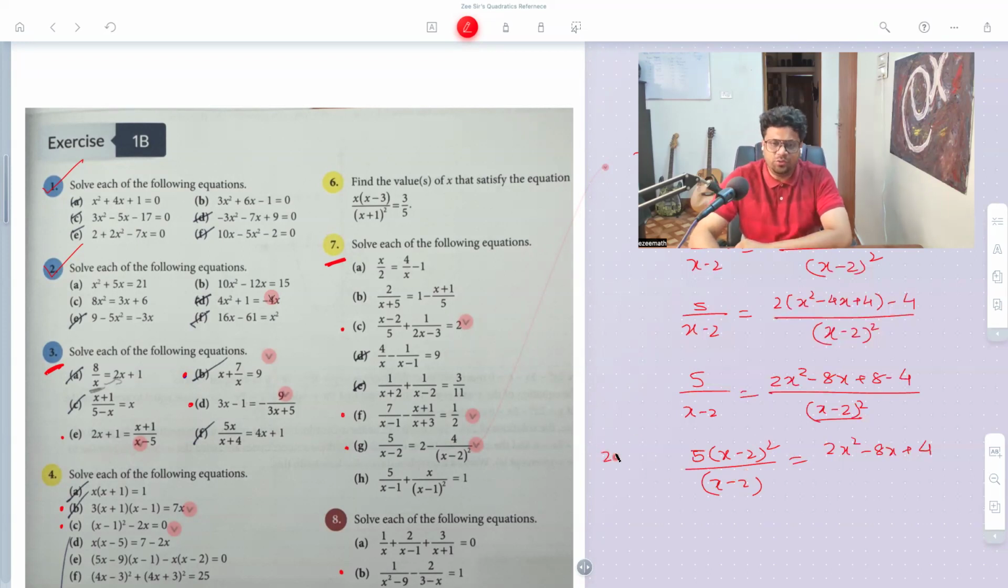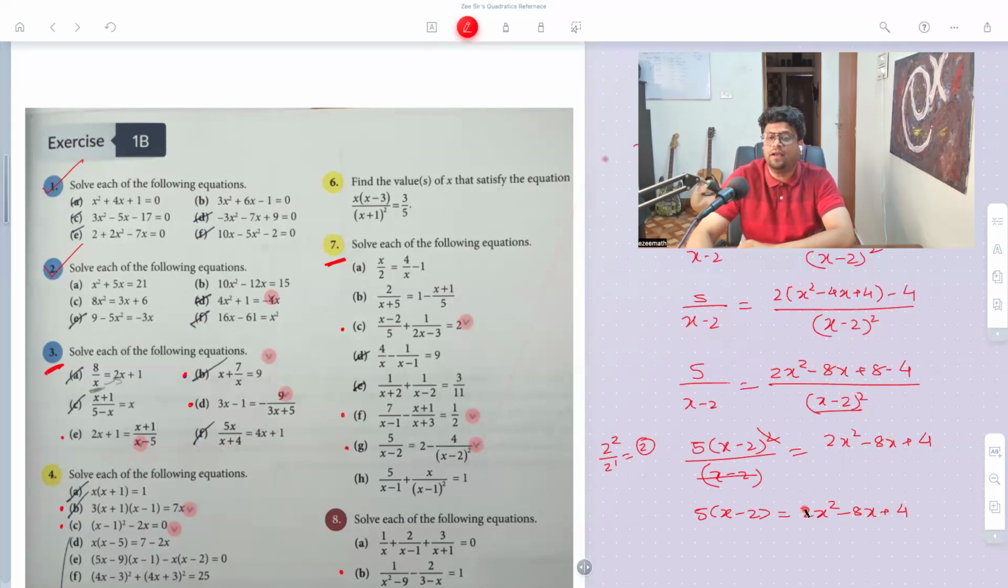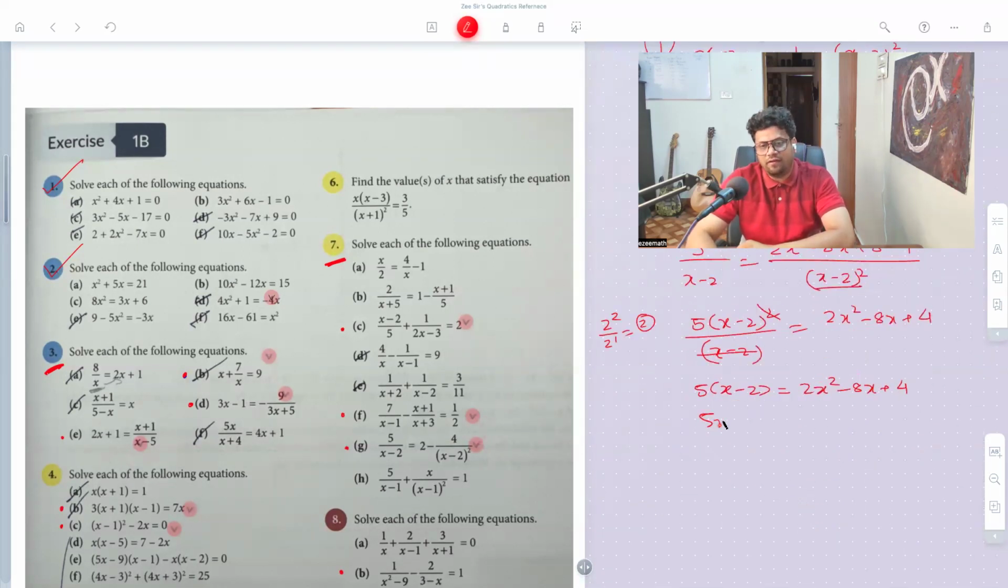Just like 2 squared divided by 2 would just be 2, which is 4 by 2, of course it's a 2. Similarly, you can literally do (x − 2)² by (x − 2), reduce them, and you're going to remain with 5 times (x − 2) equals 2x² − 8x + 4. So (x − 2)² divided by (x − 2) is literally x − 2. And then, of course, 5x − 10 equals 2x² − 8x + 4.